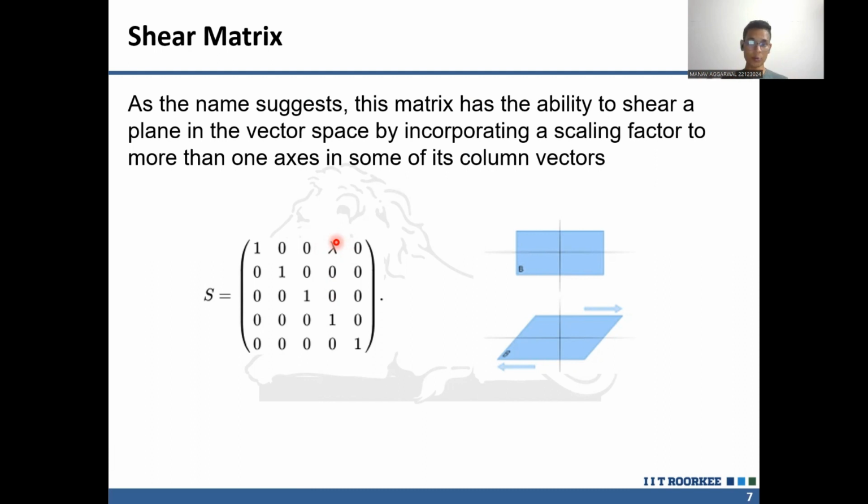We've been familiar to the process of shearing, I believe, in our JEE days when we used to study how if we put pressure upon a plane from the side, it can actually bend and change its formation. That is, we can deform the figure.